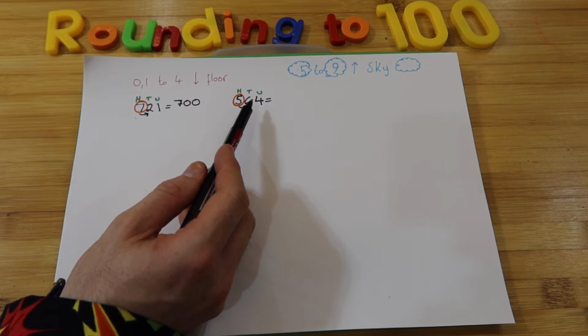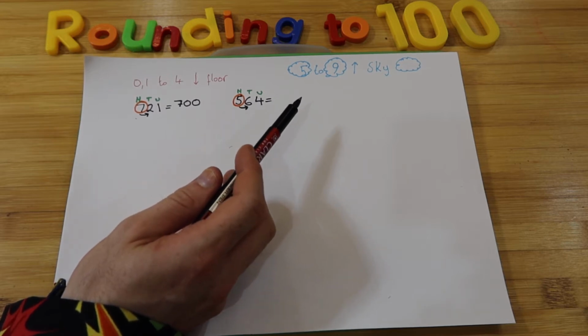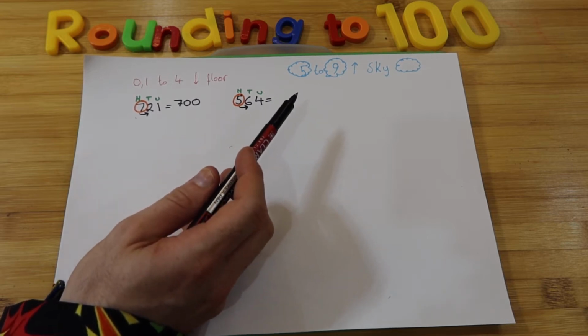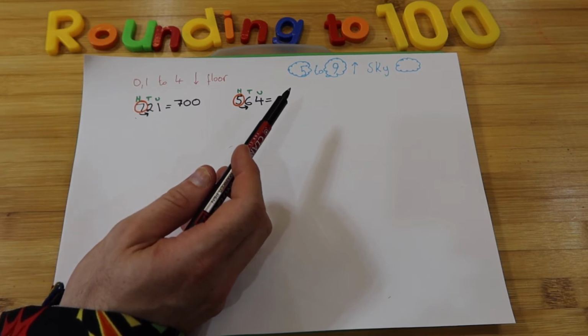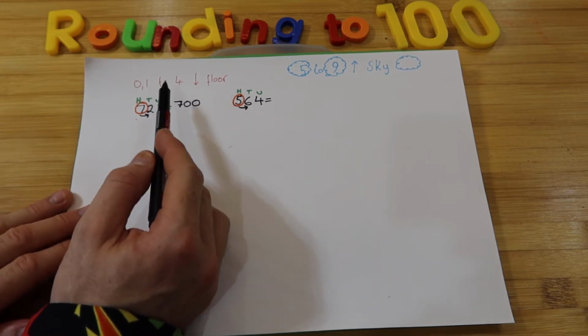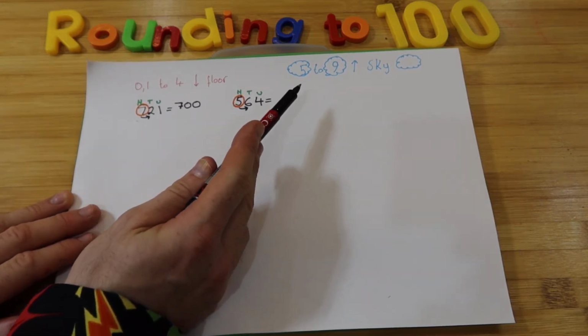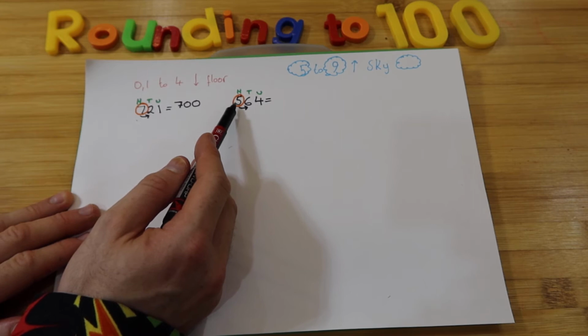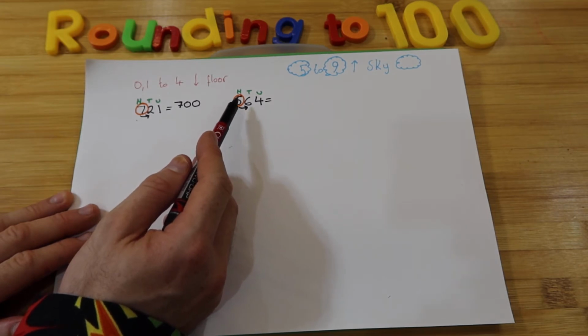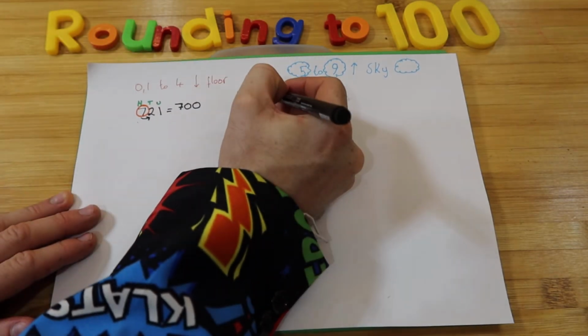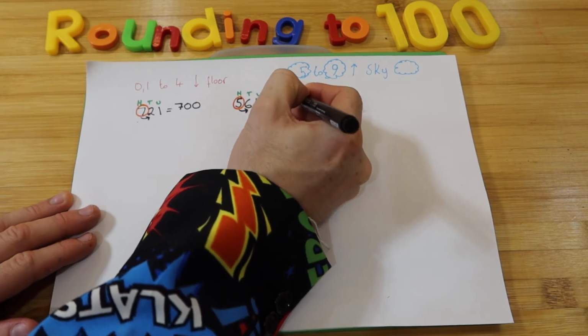So it's a 6. 5 to 9, round up to the sky. So if we have a look at this, it's a 6, 0, 1 to 4, round down to the floor. 5 to 9, round up to the sky. We're rounding up, so what's the next 100 after 500? 100, 200, 300, 400, 500, and then that is 600, okay? And it's as easy as that.